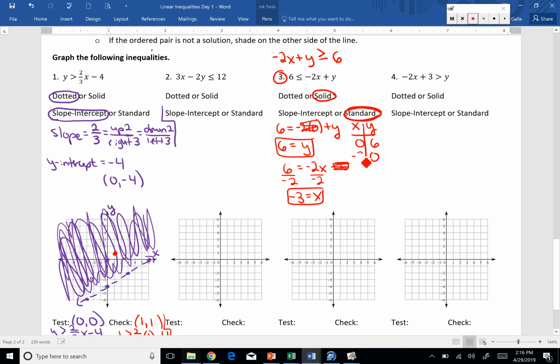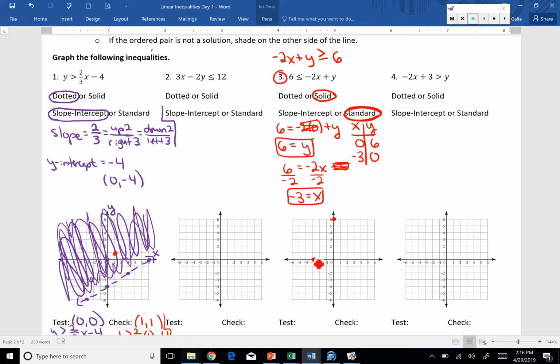Now that's not my solution. I didn't solve anything. All I did was find intercepts. My y-intercept on the y-axis, we found y was 6. We found x was negative 3. So I didn't solve anything. I don't just stop here and say, okay, problem done, peace out, mic drop.